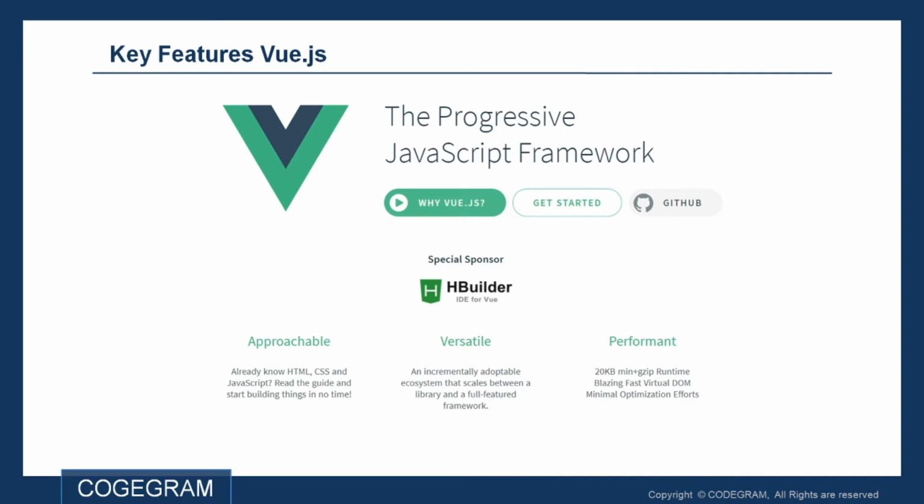When I'm saying versatile, as you can see, an incrementally adaptable ecosystem that scales between a library and a full featured framework. Vue.js is a JavaScript framework, but they started it from a very basic library and now it is a full featured framework. Okay, that's why it is said to be versatile.